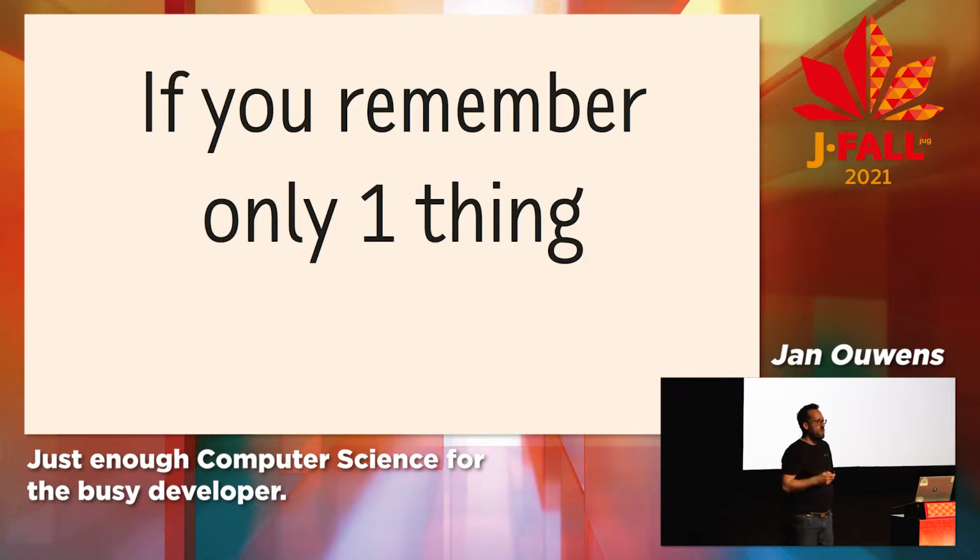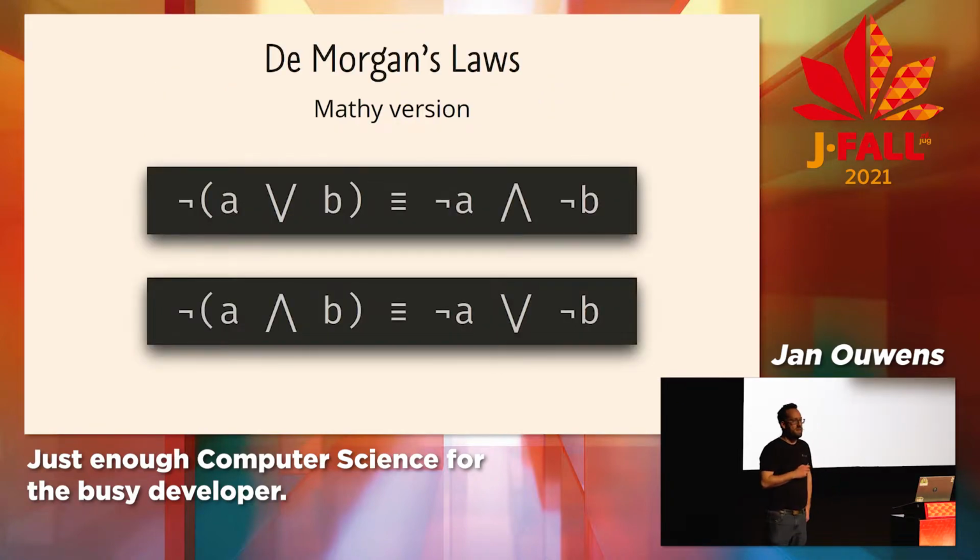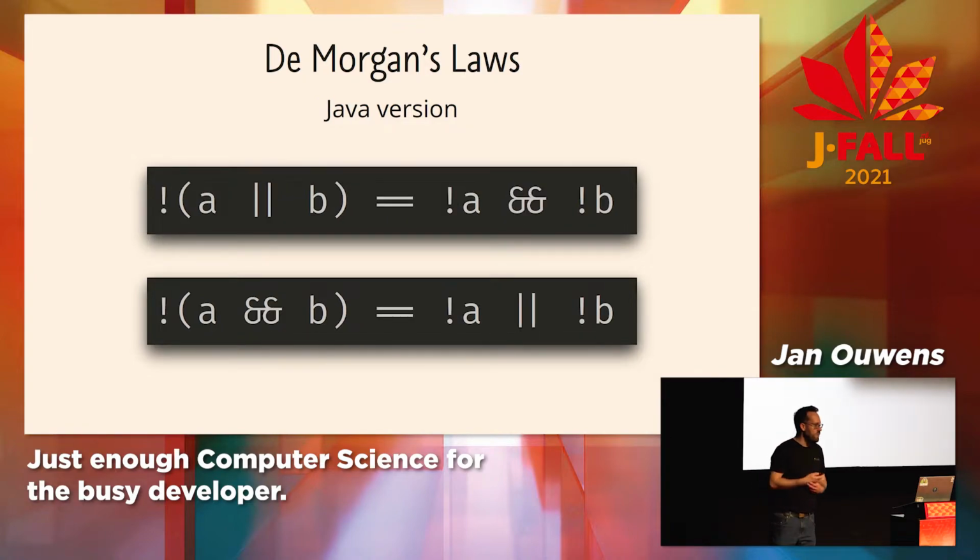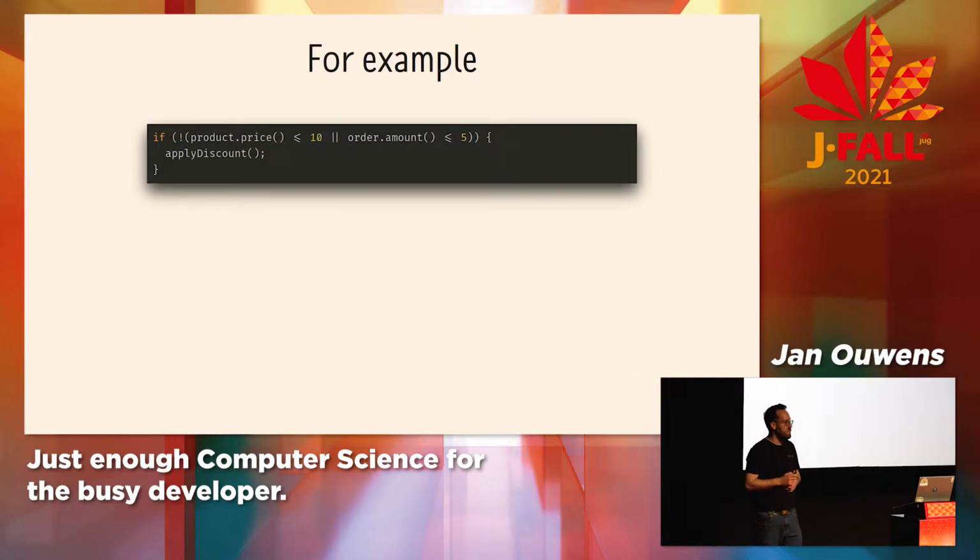If you remember only one thing, it's the next thing. After that, you can zone out and still have learned something. It's this: De Morgan's laws. That basically means, well, let me make it a little bit more understandable. It's a way to rewrite your Boolean expressions to make them easier to read. So for example, say you have this piece of code.